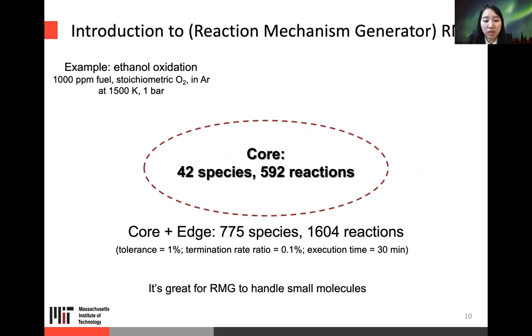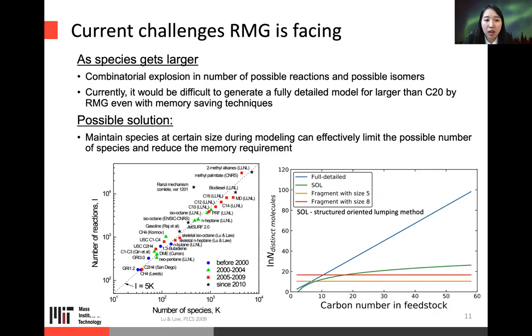So this framework is good for now only for applying to small molecules. As species get larger, there will be combinatorial explosion in the number of possible reactions and possible isomers. And currently, it is still difficult to generate a fully detailed model for species larger than 20 carbons by RMG, even with memory saving techniques. But we propose a possible solution by maintaining species at a certain size during modeling. Then it can effectively limit the possible number of species and reduce the memory requirements.